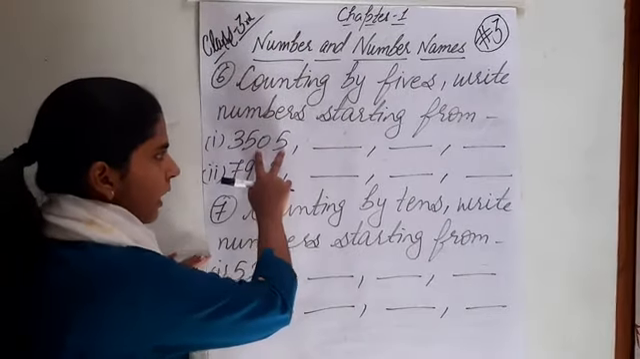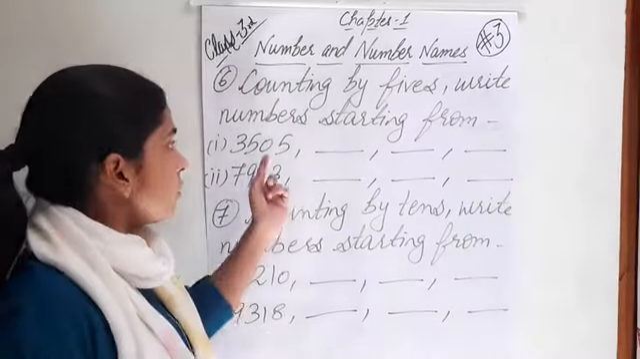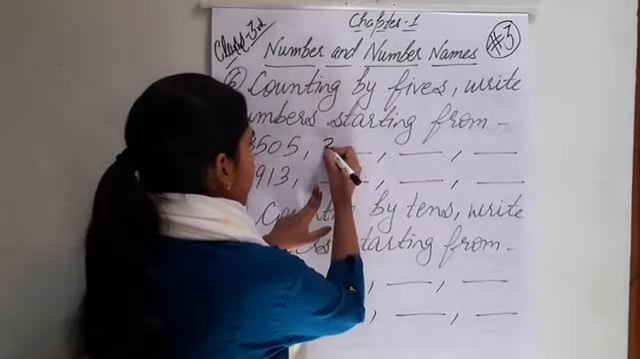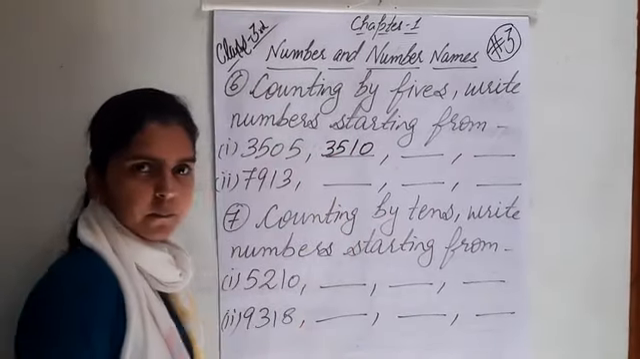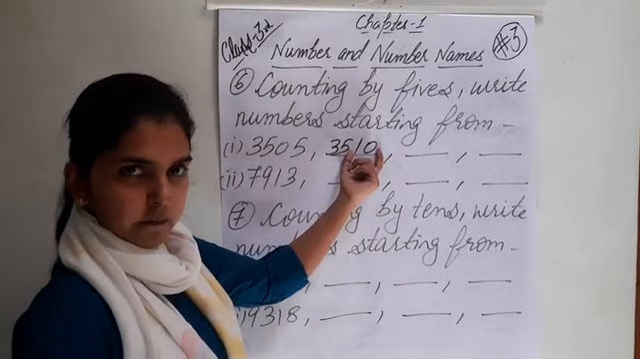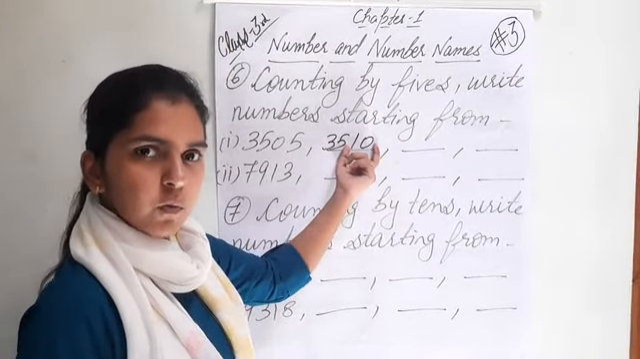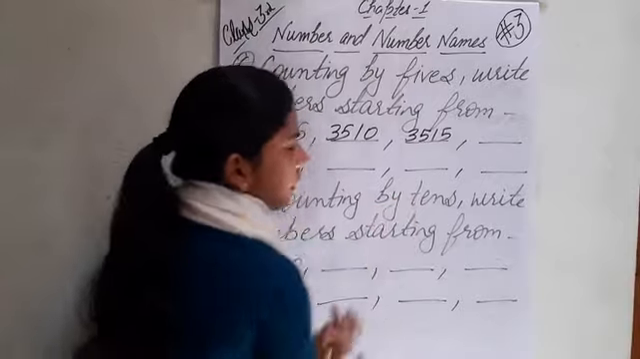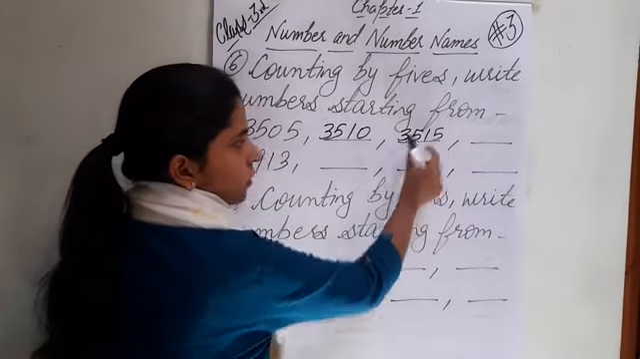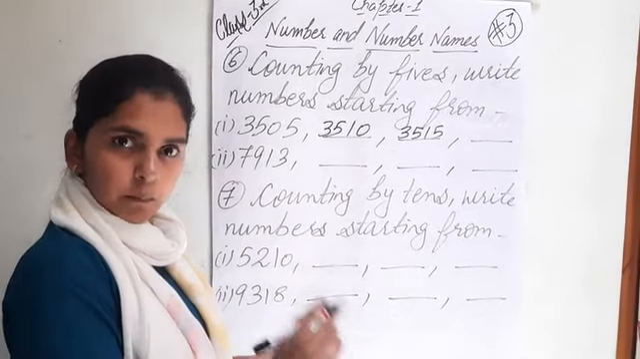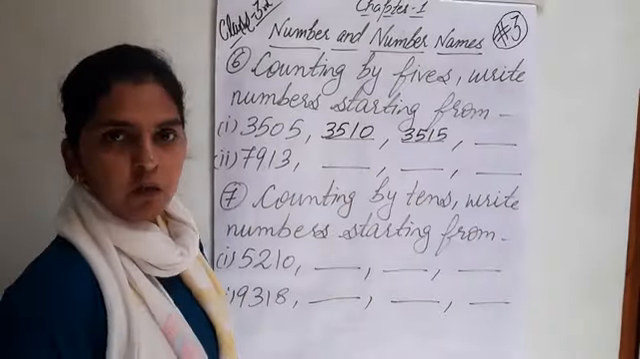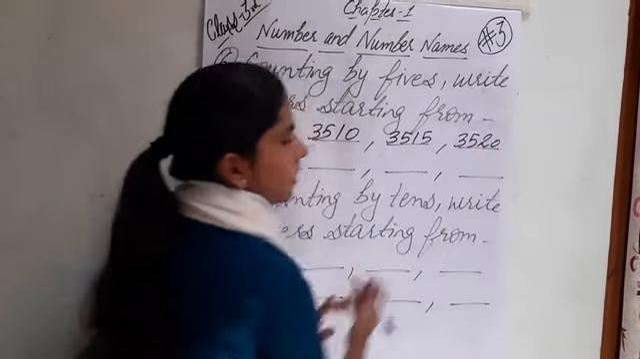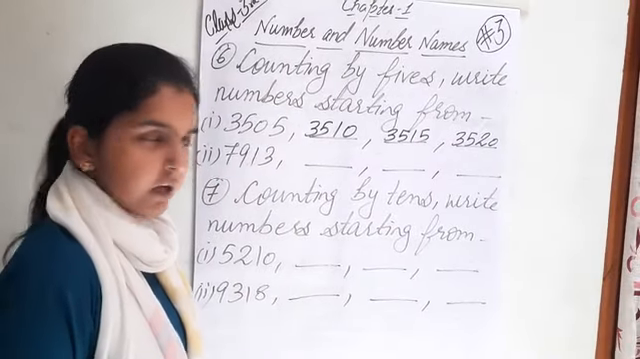3505. The number formed by the last 2 digits is 05, that is 5. So you will add 5 to this number. 5 plus 5 is 10. So the next number will be 3510. This number is 10. You add 5 to this number. 10 plus 5 is equal to 15. So the next number will be 3515. Now this number is 15. Add 5 to 15. 15 plus 5 is equal to 20. So the next number will be 3520. Okay, this is the answer.